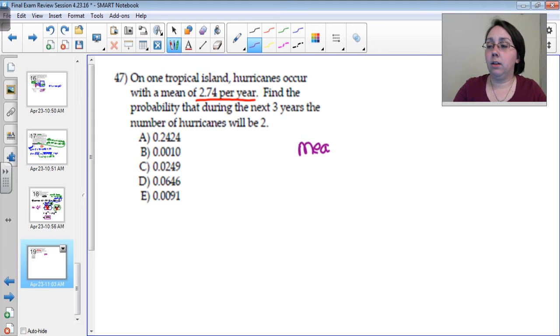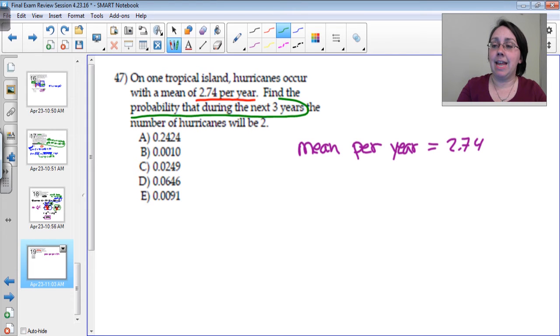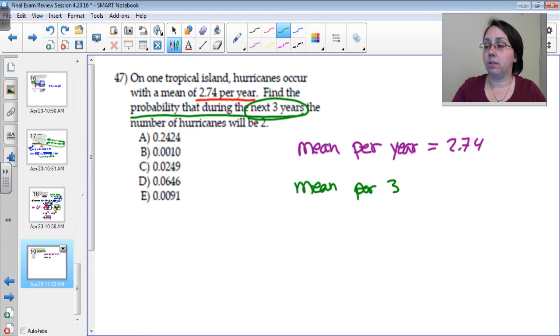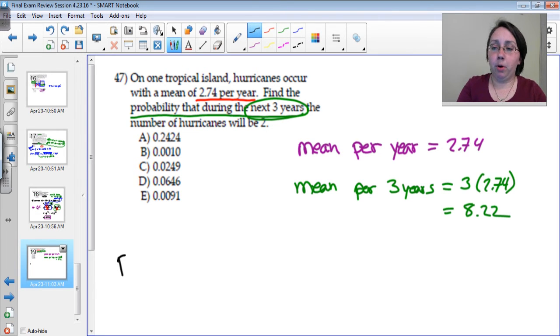So the mean per year is equal to 2.74. But they are interested in the probability in the next 3 years. So that means we need a mean per 3 years. So 3 times 2.74 is 8.22. Now, we need the probability that the number of hurricanes will be 2 hurricanes in the next 3 years. Any questions about why we've multiplied by 3?